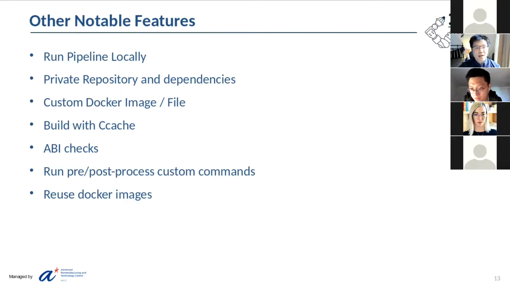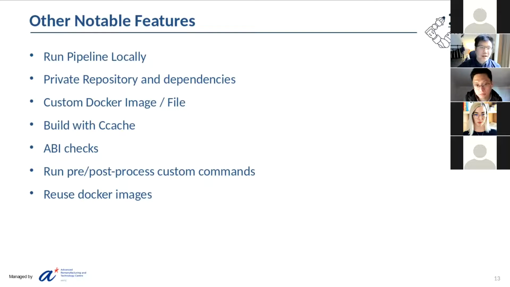You can also check if there are any ABI breaks compared to the previous branch, commit, or tag, and that is very important if you are committed to a versioning scheme such as semantic versioning, where you have to guarantee that there are no breaks between minor releases. You can also run customized pre and post process commands within each action represented in the previous diagram.